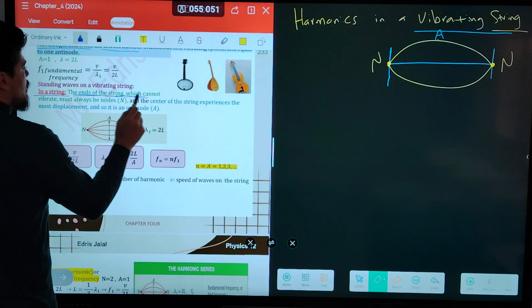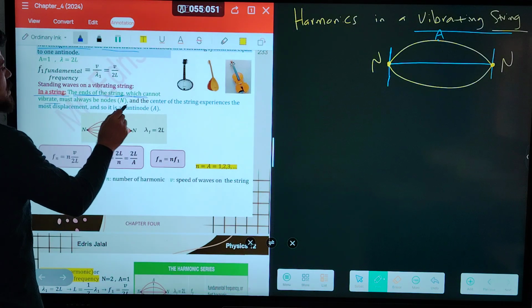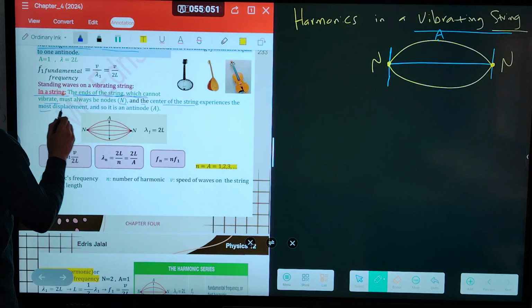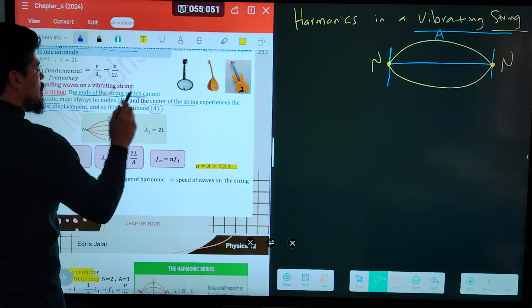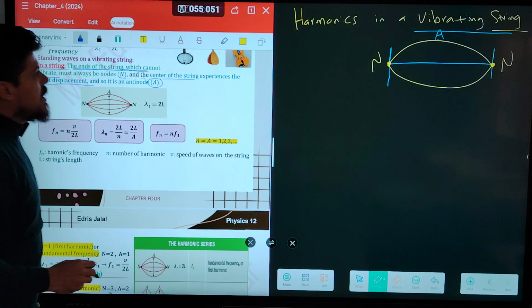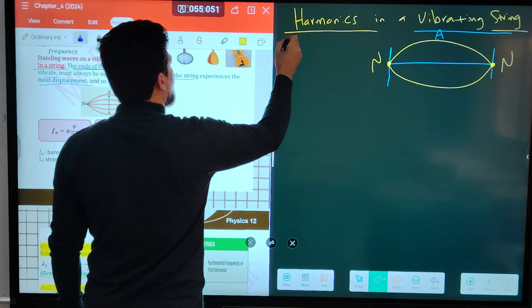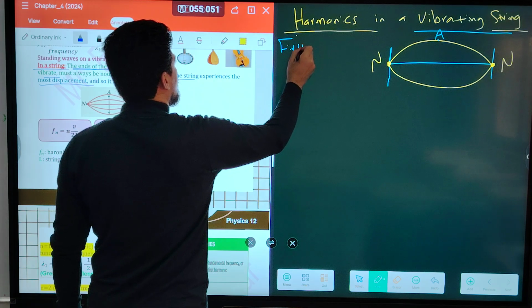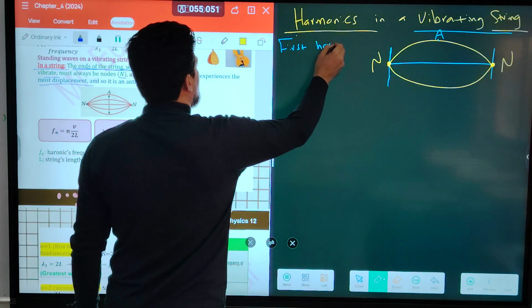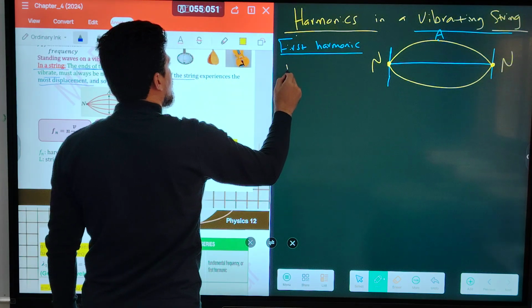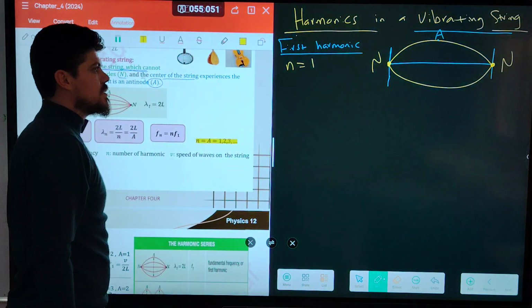The ends of the string, which cannot vibrate, must always be nodes. And the center of the string experiences what? The most displacement, and so it is an antinode. First harmonic in a vibrating string, guys. First harmonic means that n is equal to 1.